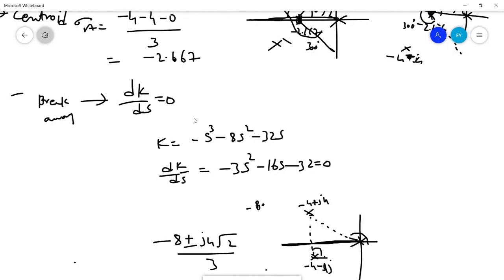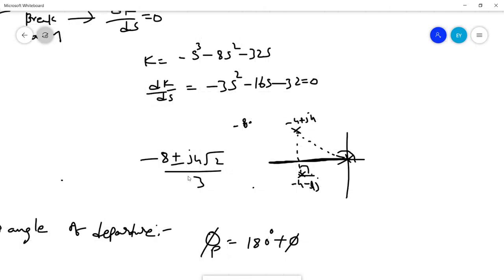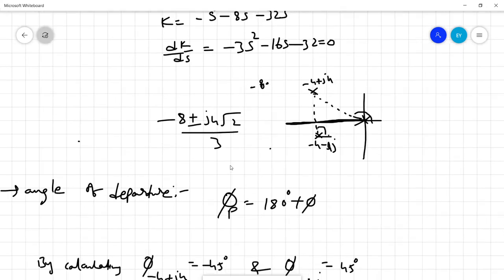Breakaway point: we know the characteristic equation should be equated to 0, where we get the roots. If you check the roots, what we got is minus 8 plus or minus 4 root 2 divided by 3. See, the locus exists on the real axis, and if you are finding a breakaway or break-in point, that is with respect to the real axis itself. Therefore, the root we got is a complex root. Therefore, there is no break-in or breakaway point for this plot.